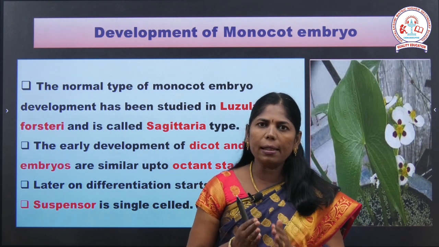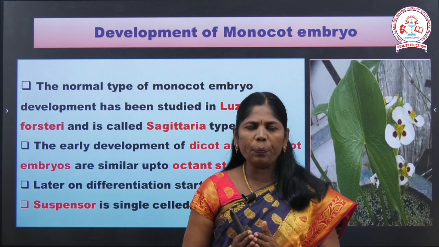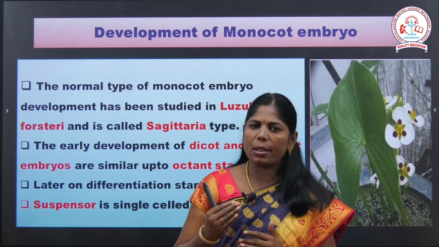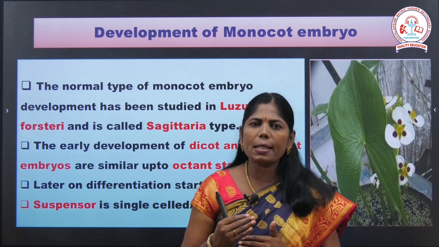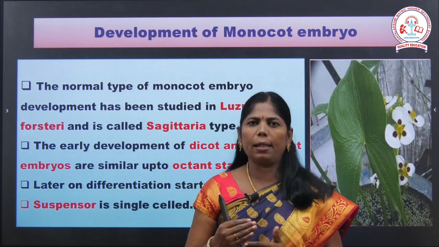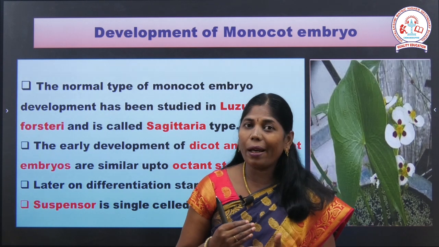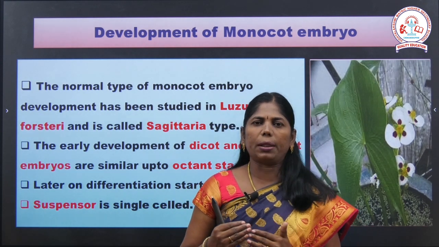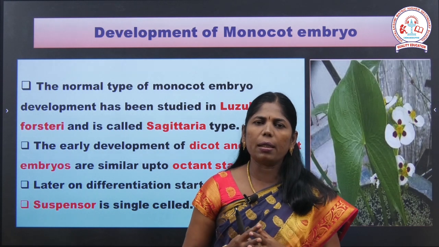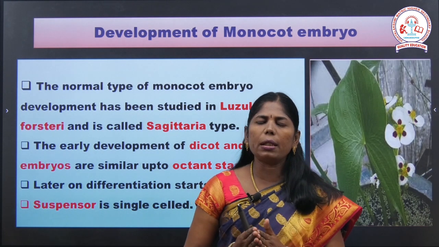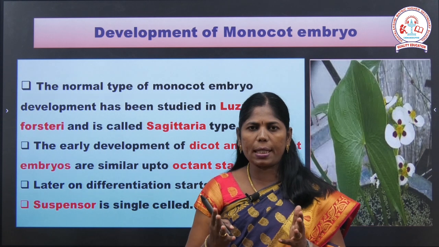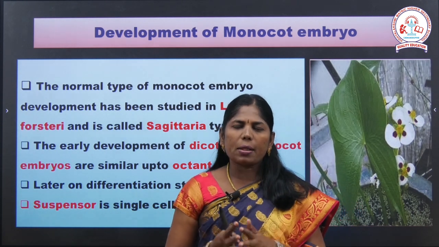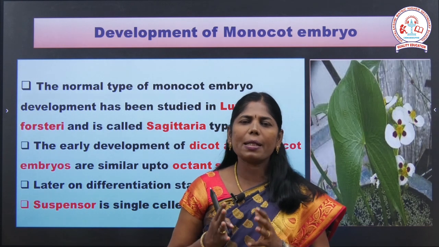A single zygote is divided into two cells, which are unequal in size. The large one is the suspensor cell and the smaller one is the embryonal cell. The embryonal cells undergo division to form 2 cells, 4 cells, and then 8 cells. So up to the octant stage, both are the same type.